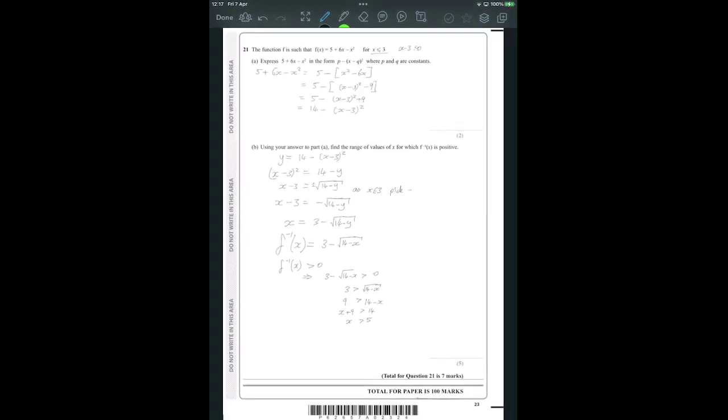And looking back to the original question, we also needed x to be less than or equal to 3. But how can x be less than or equal to 3 and x being greater than 5? Because that was a condition because we swapped x and y at this point. That condition is for the x in f of x, whereas this is a condition for the x in f inverse. So that's absolutely fine. A bit of a worry for a moment, but that is okay. X is greater than 5 is our final answer.